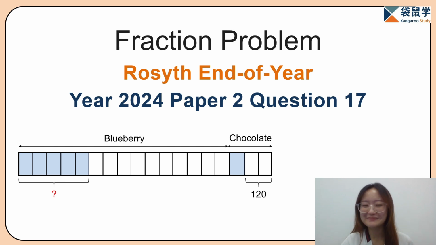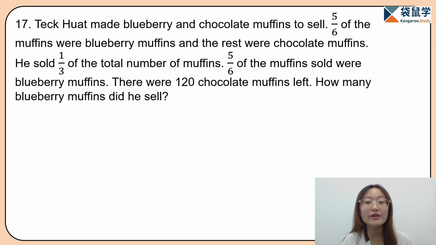So let's begin. Tak Hua made blueberry and chocolate muffins to sell. 5/6 of the muffins were blueberry muffins and the rest were chocolate muffins. So remember, we need to underline the important information. So let's underline 5/6. Next, he sold 1/3 of the total number of muffins. 5/6 of the muffins sold were blueberry muffins. There were 120 chocolate muffins left. How many blueberry muffins did he sell?